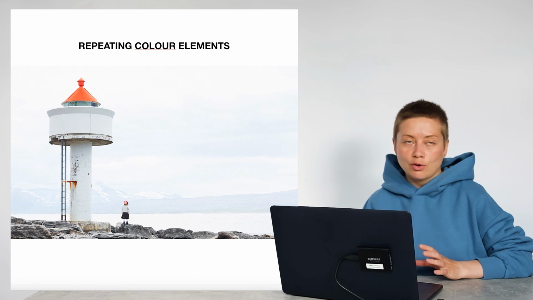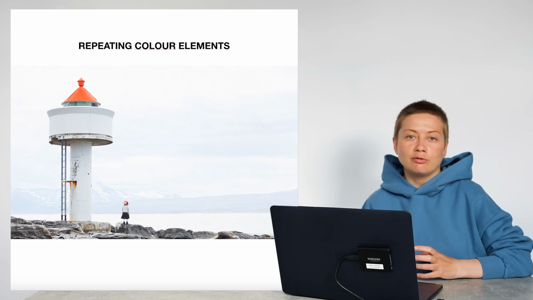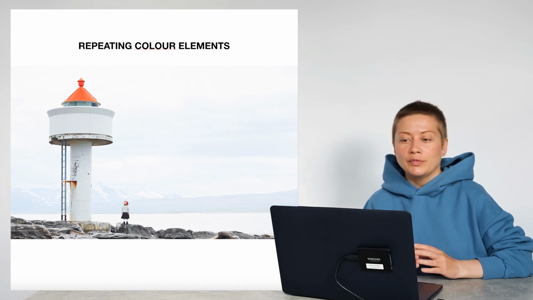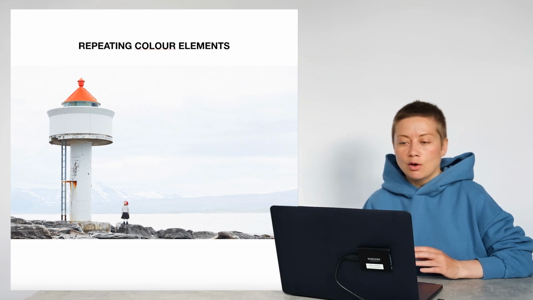How can we also direct the viewer's eye through the composition and tell a story with the help of color? Repeating color elements. If you know compositional rules, when you have a repetition and some sort of rhythm going on, repeating lines, for example, or any other elements, that will draw the viewer's eye and lead it to the focal point or certain elements through the composition. So color can be very helpful in this.